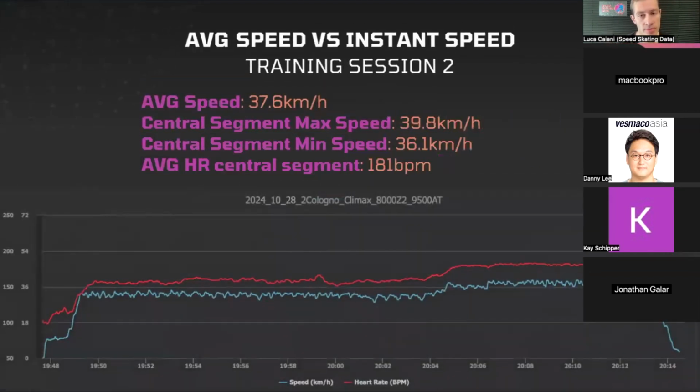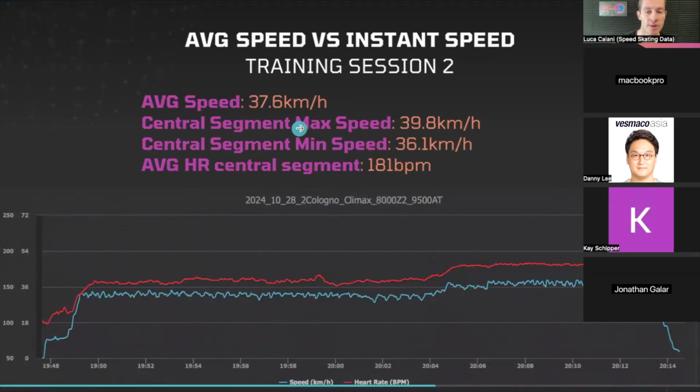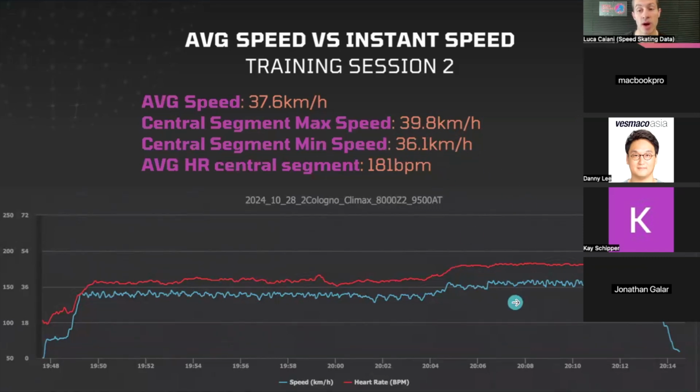The second session for this example is another long session. We will focus on the last part of it. The average speed for the last section was 37 kilometers per hour, pretty similar to the previous one. But this time the variation in speed is very low, from 39 to 36 on a track which requires some acceleration. So it was pretty much a steady state. And you can see the heart rate is pretty constant, around 180 BPM.